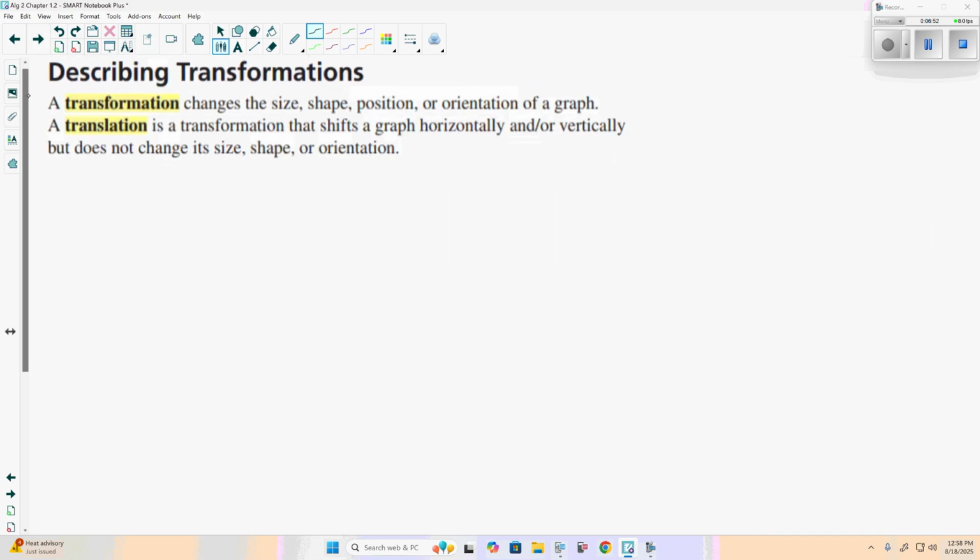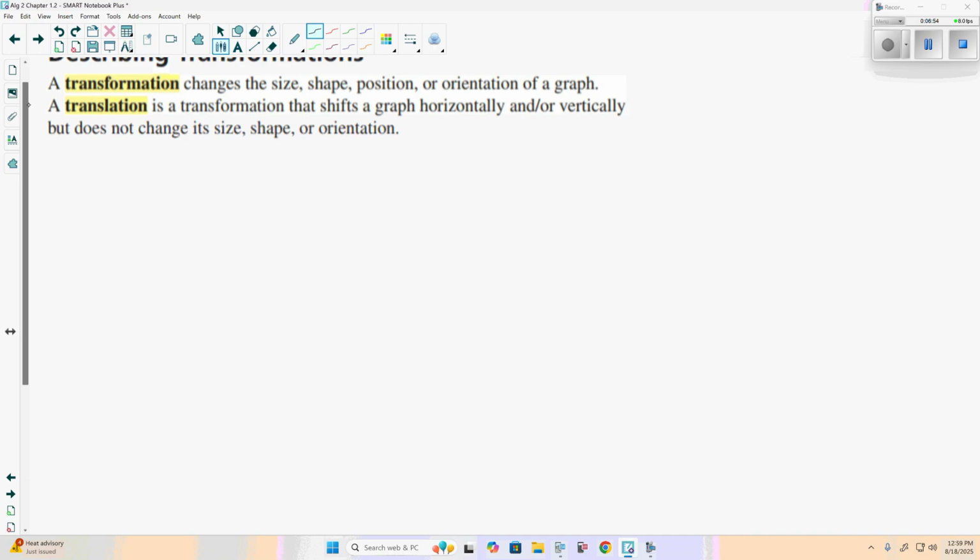Now, translations. A translation shifts a graph up, down, left, or right, but it does not change its size, shape, or orientation. All we're doing is moving it up, down, left, or right, or some combination of those. Two of the main ones: vertical translation.